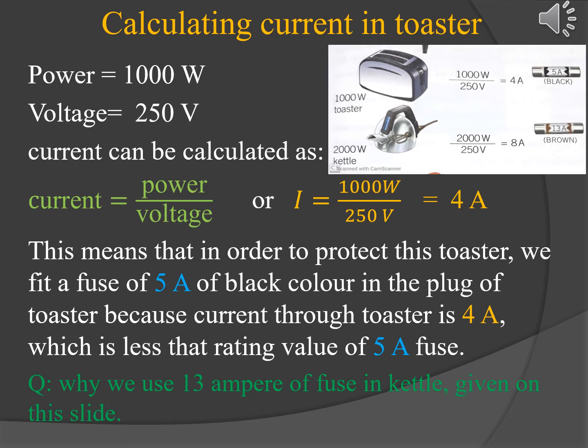This means that, in order to protect this toaster, we fit a fuse of 5 ampere of black color in the plug of toaster, because current through toaster is 4 ampere, which is less than rating value of 5 ampere fuse. Now you tell the reason that why we use 13 ampere of fuse in kettle, given on this slide.